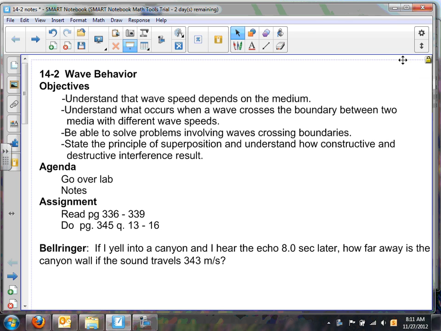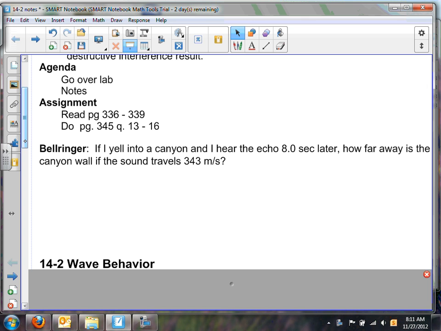Today we're going to talk about wave behavior. Our objectives are to understand that wave speed depends on the medium, understand what occurs when a wave crosses the boundary between two media that have different speeds, and then solve problems involving waves crossing boundaries and state the principle of superposition. Got a bell ringer here for you.